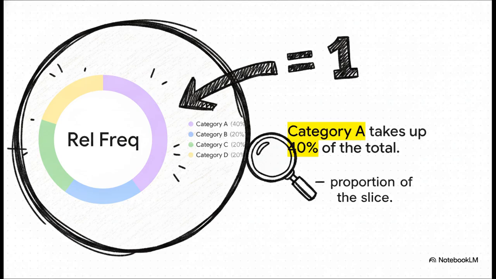This concept is visually unforgettable when you picture it as a donut chart. The total data is the whole pie, representing the number 1. The relative frequencies act just like slices, snapping together to form that complete whole. Category A takes up 40% of the pie. It doesn't matter how big the actual pie is in real life. हम सिर्फ उस slice का proportion देख रहे हैं.